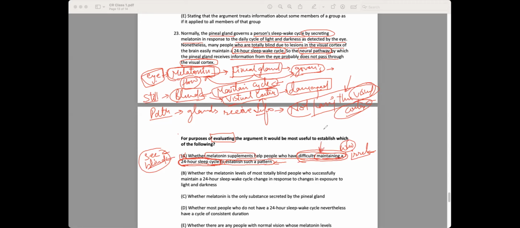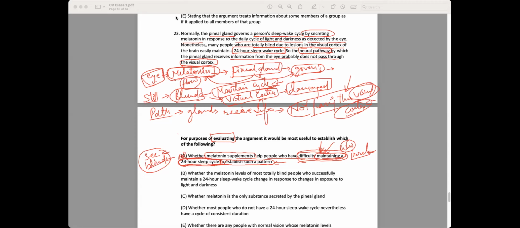Because blind people can also maintain that cycle, and people who are visually fine can also maintain that same cycle. So how do we read this information? This doesn't give me any information. Actually, it creates more confusion. Who are those people who have difficulty maintaining that cycle? Is that clear? Any doubt? Any questions?